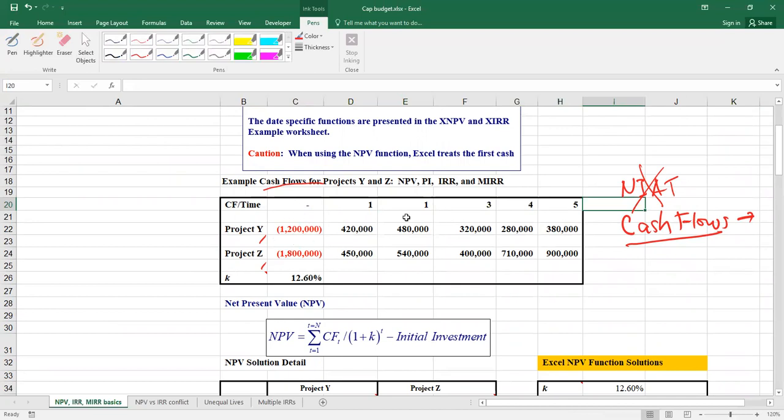Sir, nag-typo po yung sa 2. Sa years, sa time period. Okay, oh, sige. Thank you. Buti na-notice mo.